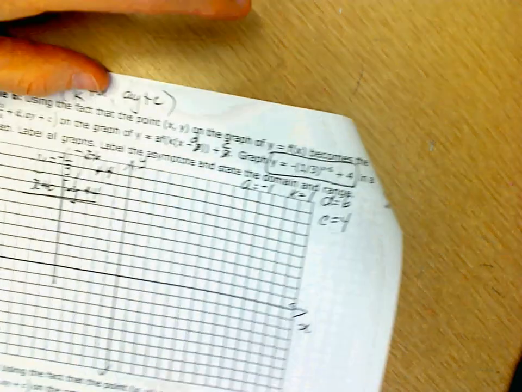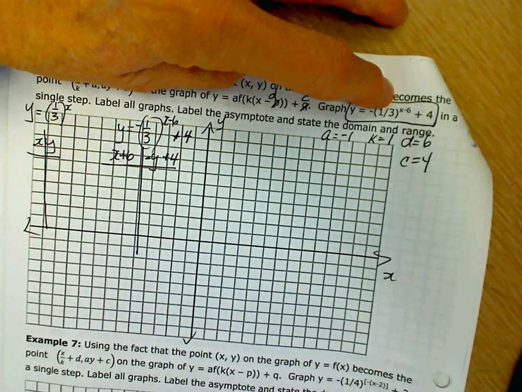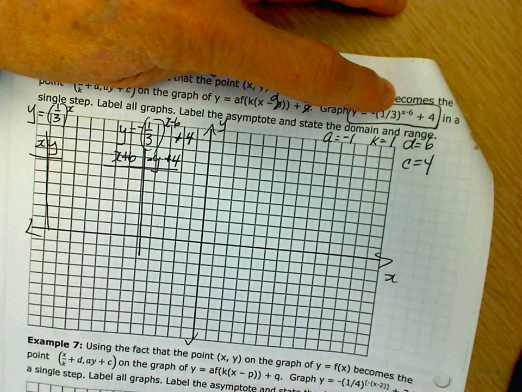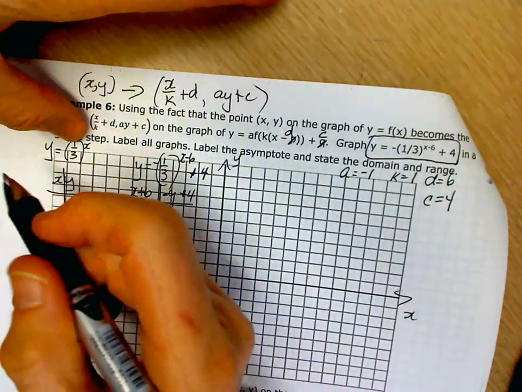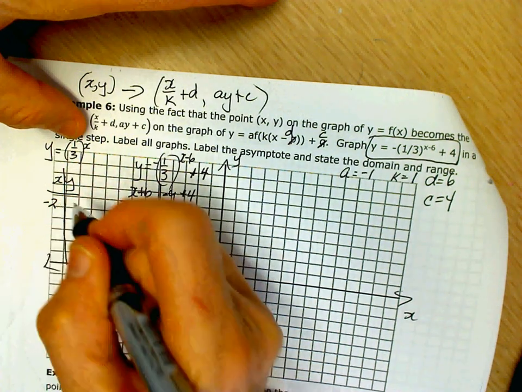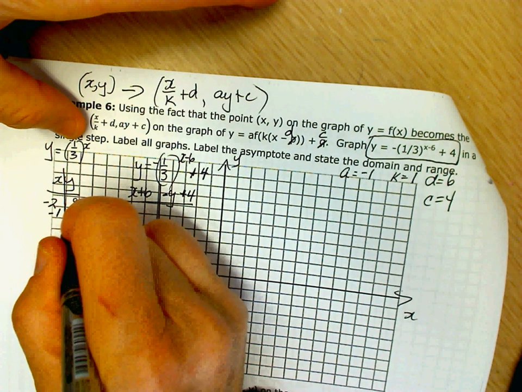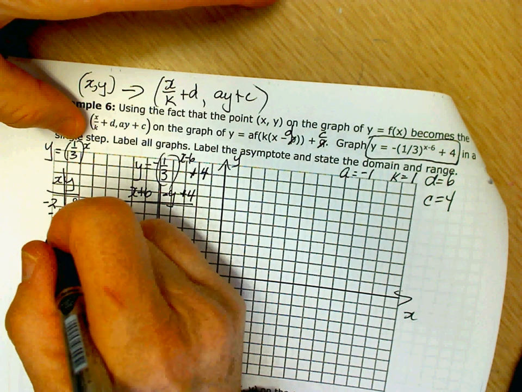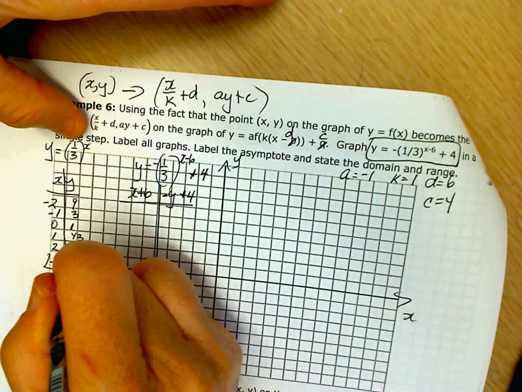Okay. When x is negative, I guess we'll start at -3, we're going to get 27. That's too big. So let's do -2. 1/3 to the -2 is 9. 1/3 to the -1 is 3. 1/3 to the 0 is 1. 1/3 to the 1 is 1/3. 1/3 to the 2 is 1/9. And these points are getting so small it's too hard to draw.